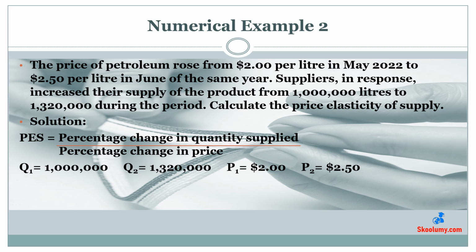Example 2. The price of petroleum rose from $2 per liter in May 2022 to $2.50 per liter in June of the same year. Suppliers, in response, increased their supply of the product from 1 million liters to 1,320,000 during the period. Calculate the price elasticity of supply. Old quantity, Q1, is 1 million. New quantity, Q2, is 1,320,000. Old price, P1, is $2. New price, P2, is $2.50.